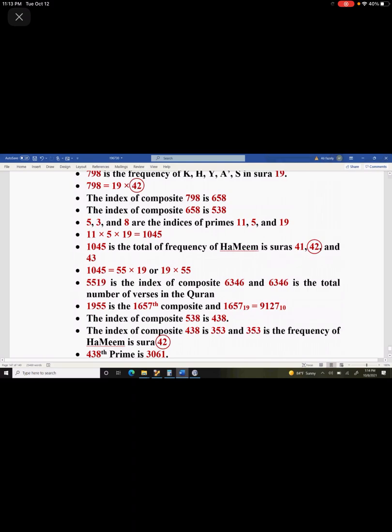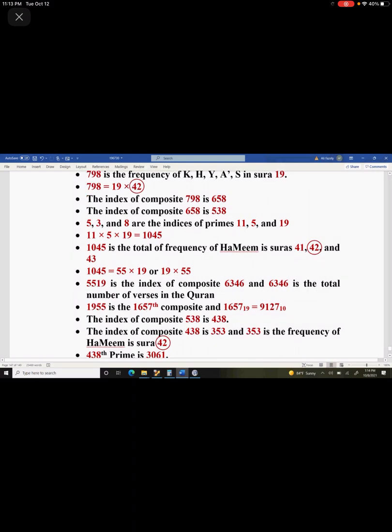But 1045 also is 19 times 55 or 55 times 19. If you look at 5519, it's the index of composite 6346. 6346 is the total number of verses in the Quran. If you look at 1955, is the 1657 composite, and 1657 in base 19 is 9127 in base 10.